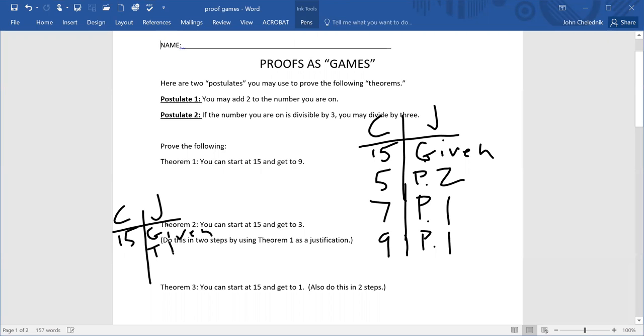Theorem 1 tells us we know that we can get from 15 to 9. That's what this said: you can start at 15 and get to 9. So we can go straight to 9 using theorem 1. Now 9 is divisible by 3, so let's use postulate 2 to get to 3. And there you have it, 2 steps. We've done it.